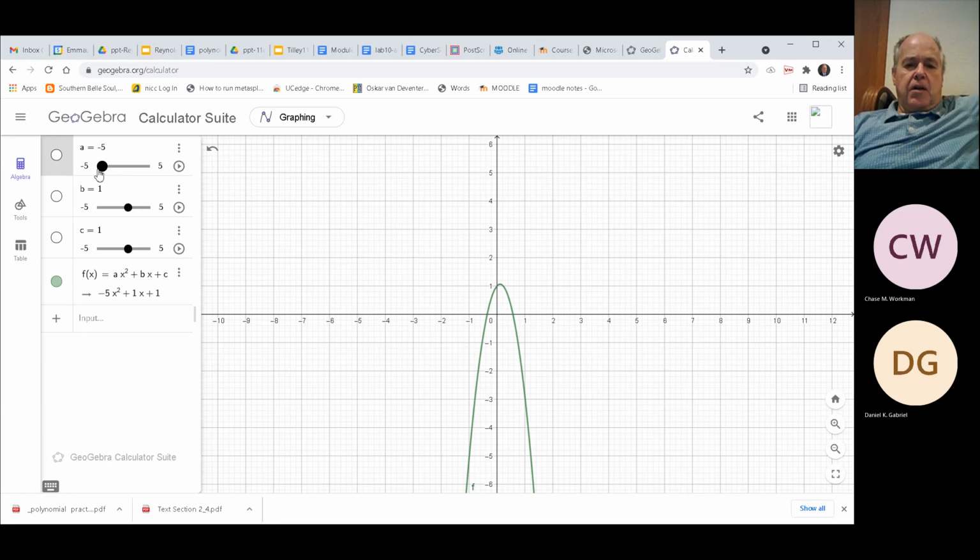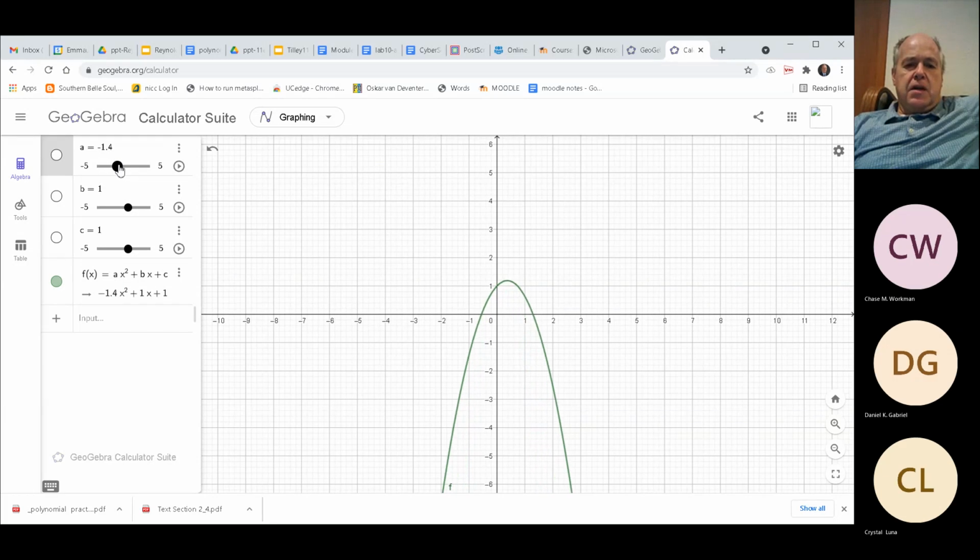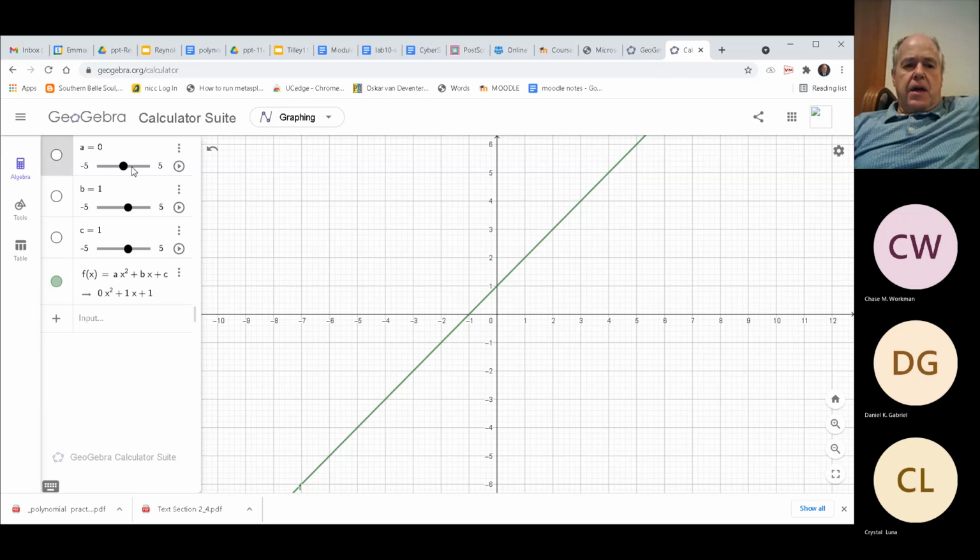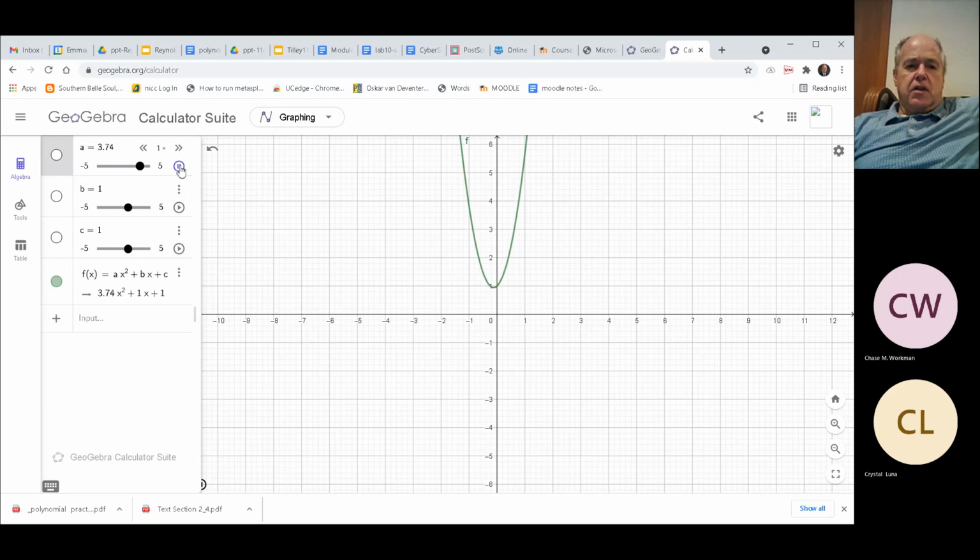And as I make a -5, it goes negative really fast, negative slower, and then right at the point where a is 0, look at that, I have a line. So when a is 0, it's like throwing out the x squared part because I'm multiplying that by 0. I can even play that variable by clicking here, and I can see a change from negative all the way up to +5, and then start going back. I see its effect on my ax squared plus bx plus c.